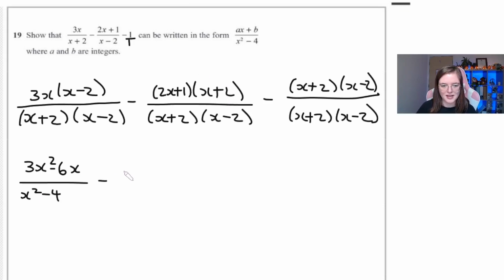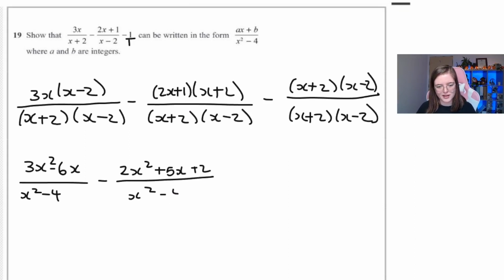Take away, expand this. 2x times x is 2x squared. 2x times 2 is plus 4x. 1 times x is just 1x. Add that to this 4x to get 5x. 1 times 2 is 2. Divided by this x squared minus 4. Take away x times x, x squared, x times minus 2, and then plus 2 goes away, and then minus 4 over x squared minus 4.